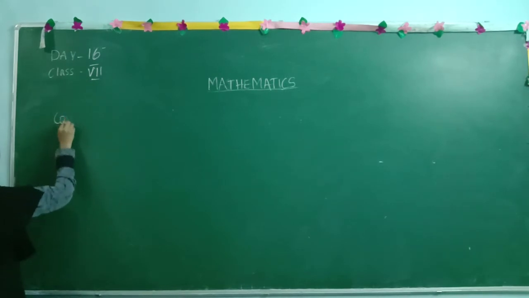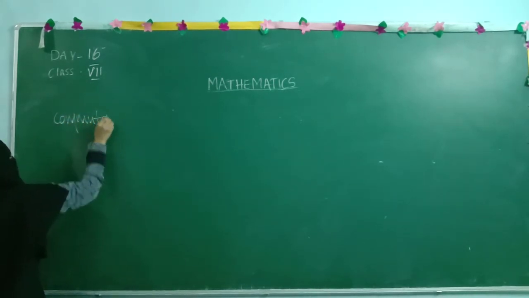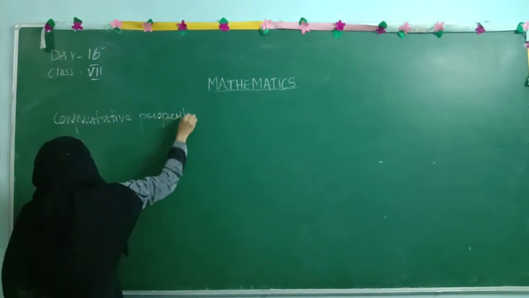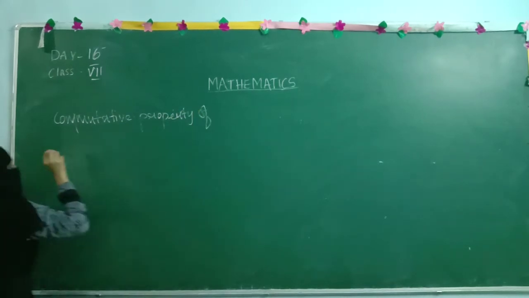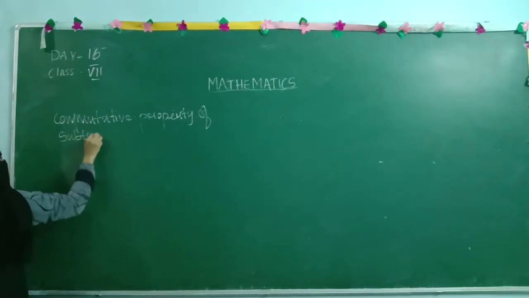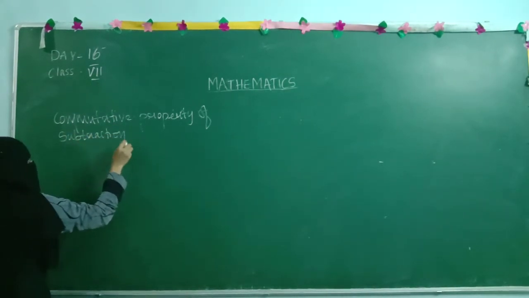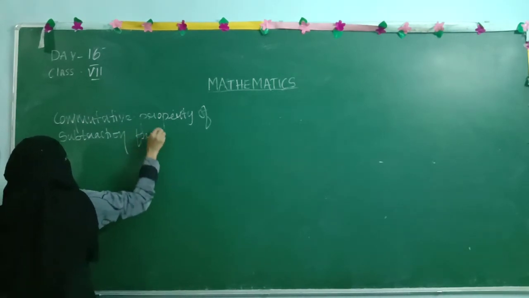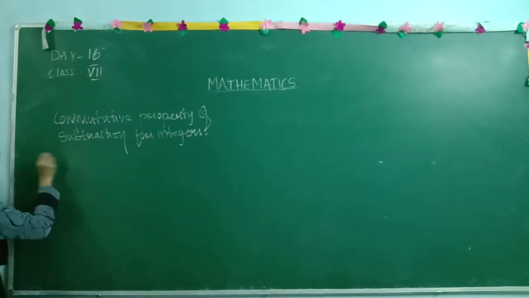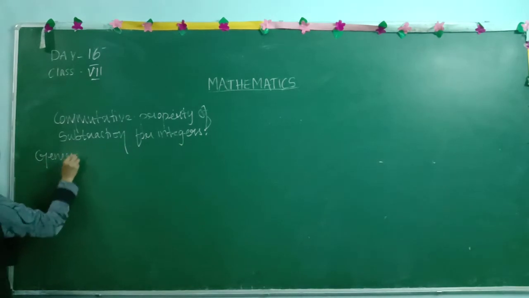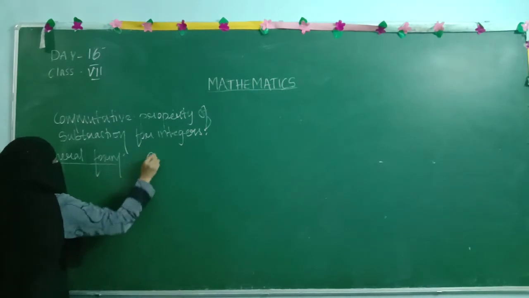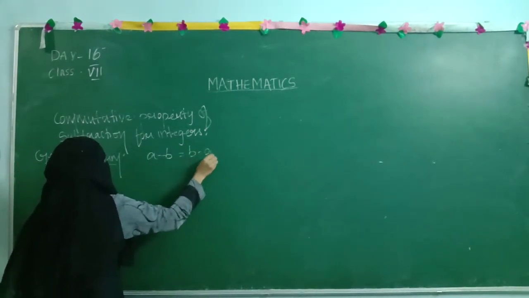So, commutative property of subtraction for integers. First we are going to write the general form. The general form is a minus b equals b minus a.